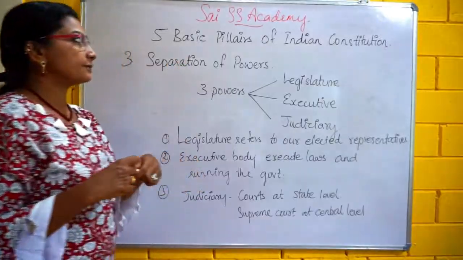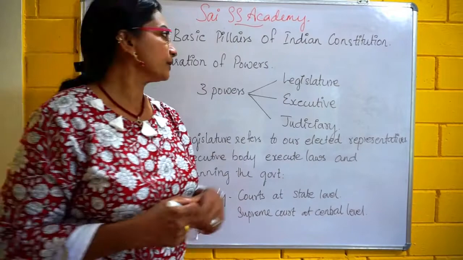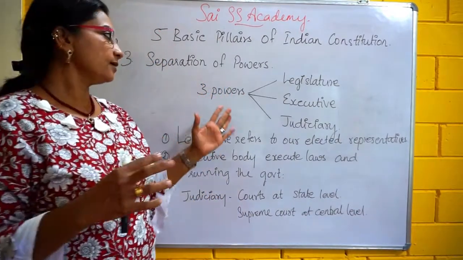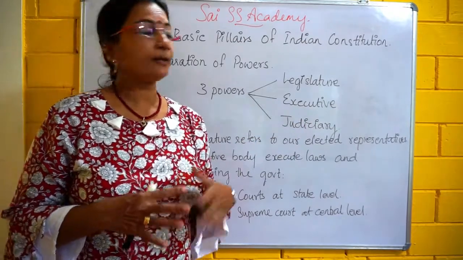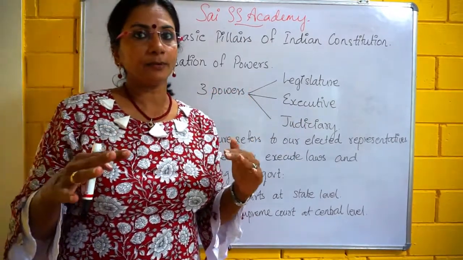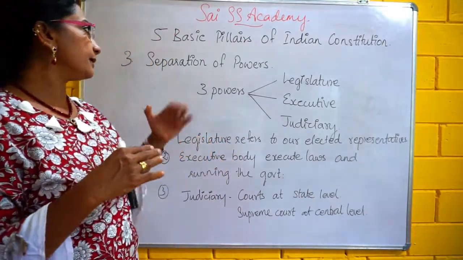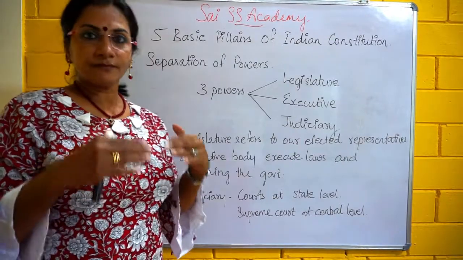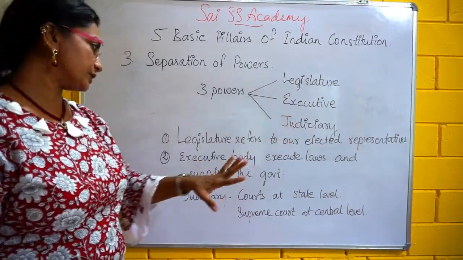Okay. The third basic pillar of our Indian constitution is separation of powers. Here the three powers are there: first legislative, second executive, and third judiciary. And this third pillar is very important among the five basic pillars. Under these three powers, legislature, executive, judiciary.